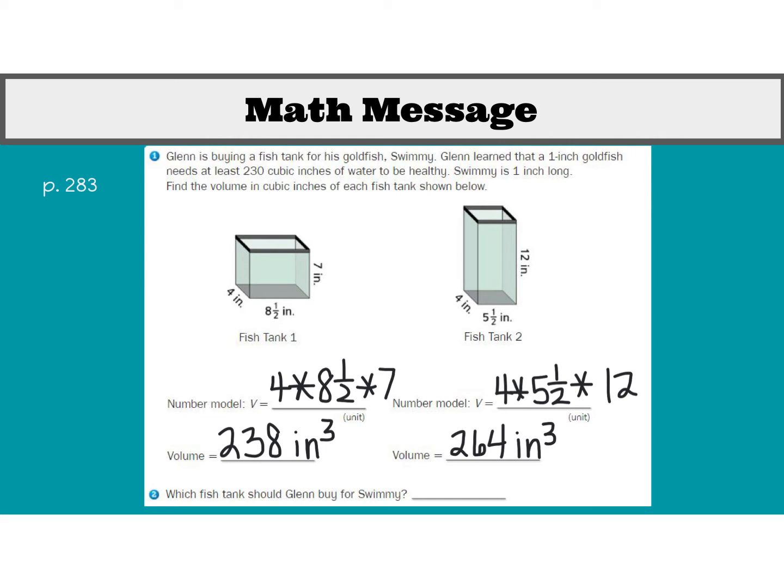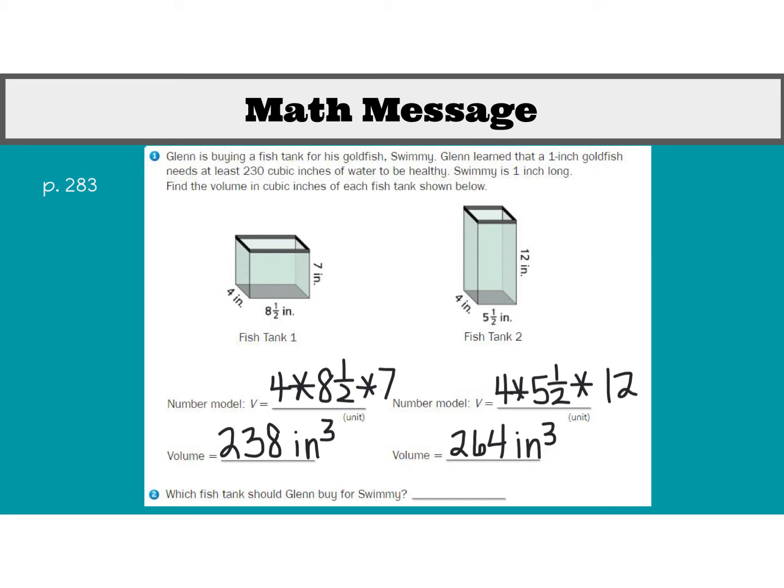So for the second one, we will do 4 times 5.5 times 12. Again, we've got our length times our width times our height, those 3 numbers here. Multiply that out, we get 264 inches cubed.